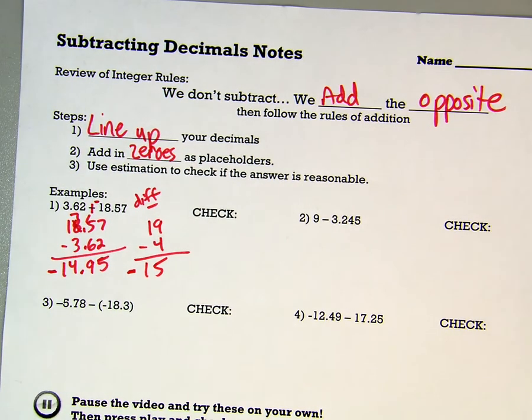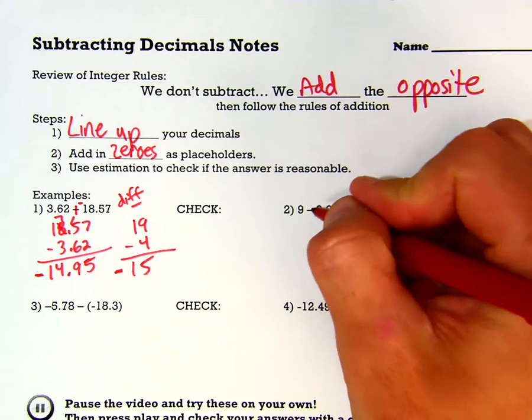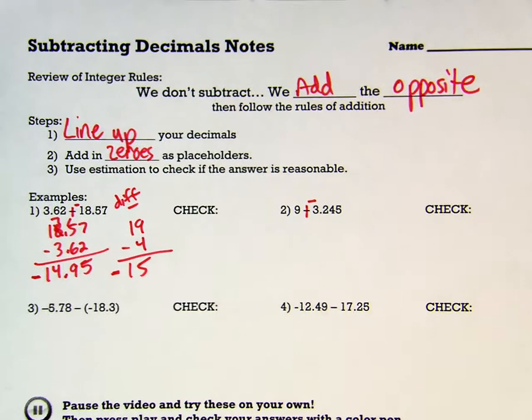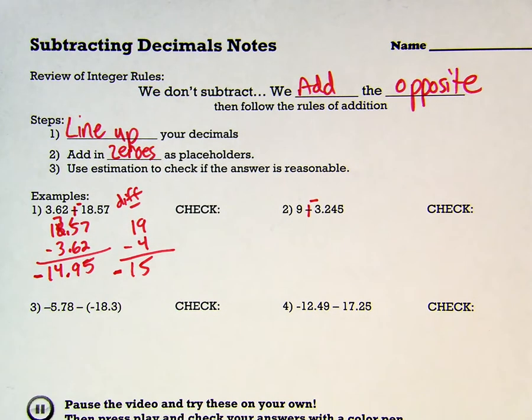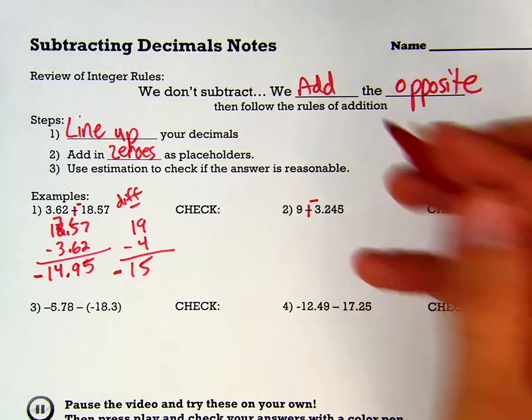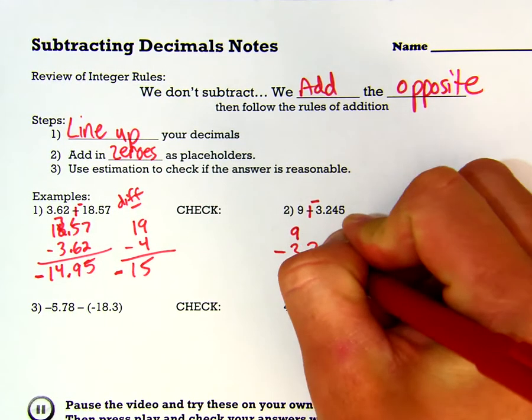Number 2, we've got 9 minus 3.245. Alright, so I'm not going to subtract, I'm going to add the opposite. Or in this case, it's a nice, easy number sentence to use. The number at the beginning is larger than my second number, so it's the same idea of 9 minus 3.245.